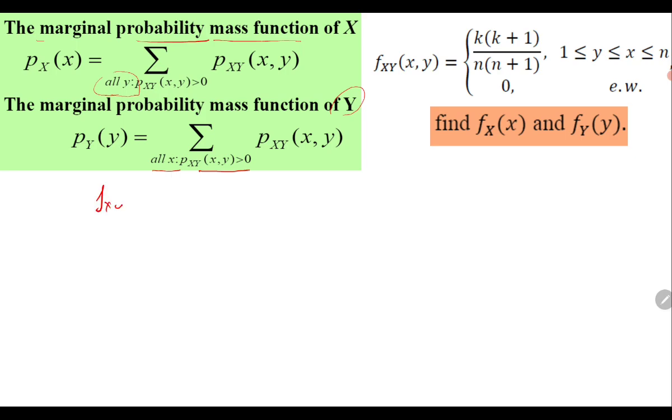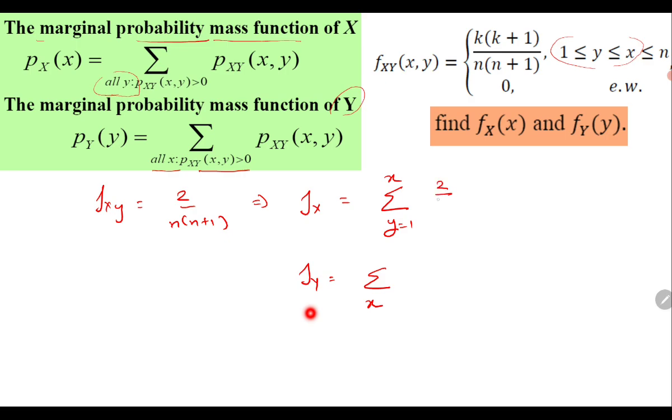So pxy now, substituting k equal to 1, is 2 over n plus 1. It means if you compute fx, don't get confused by the notations fx or px, you have to consider the summation over y. And for fy, you have to consider the summation over x. Now the limits of y are very clear. y is moving from 1 to x, then 2 over n plus 1.